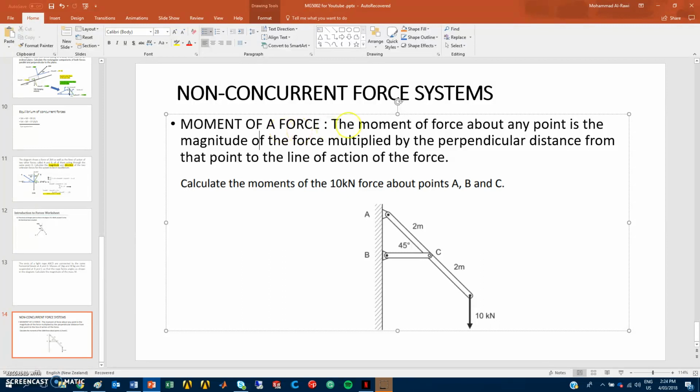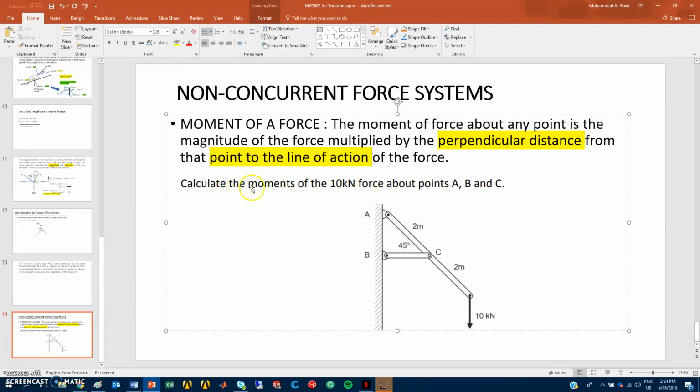The moment of a force about any point is the magnitude of the force multiplied by the perpendicular distance from the point to the line of action of the force. I will highlight this is really very important. It's always about the perpendicular distance from the point to the line of action of the force. So you will ask, which point are we trying to address?